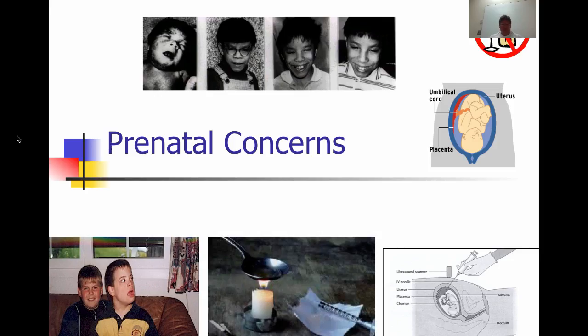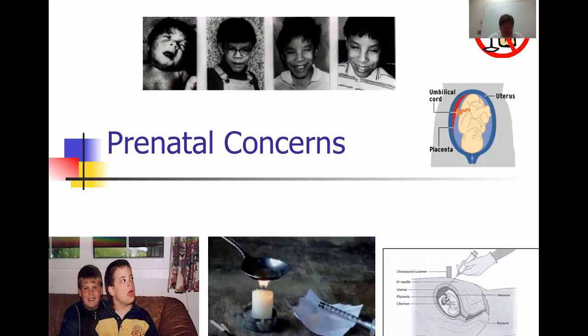This is the lecture on prenatal development concerns, where we're in our section looking at motor development and factors or influences on people's motor development and how that develops. So in this lecture, there's certain things we're going to pay attention to.